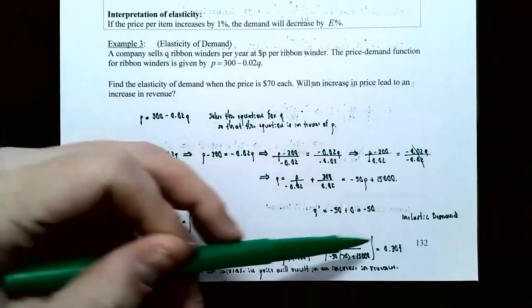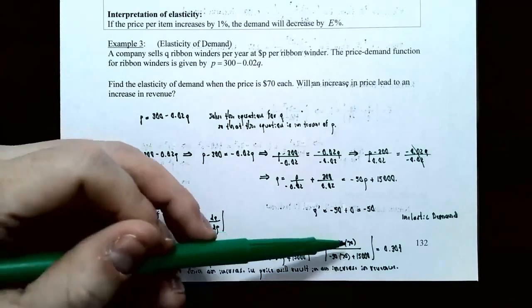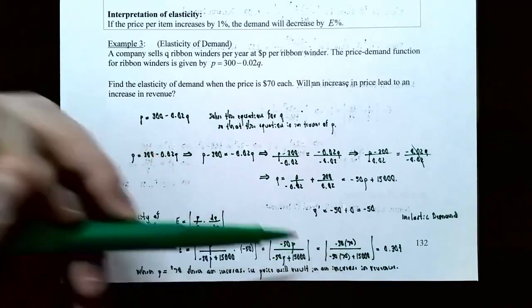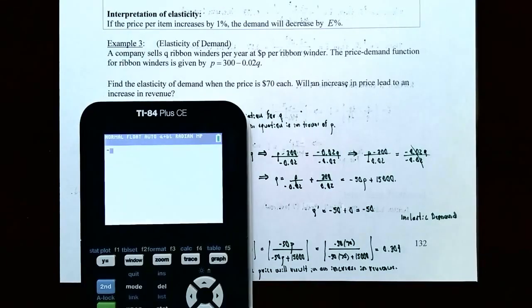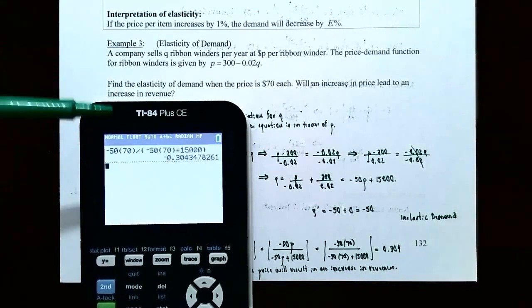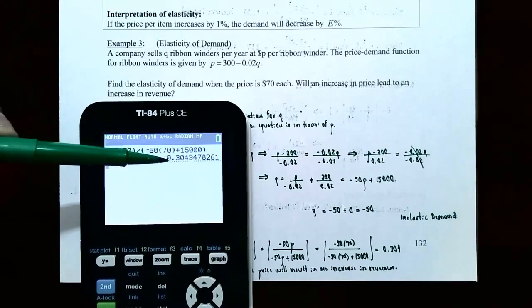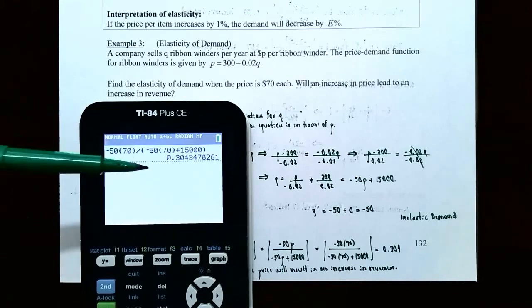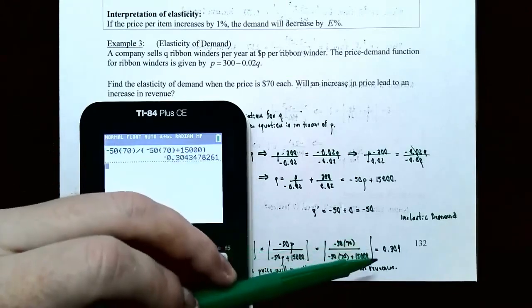So replace all the P, the price, with $70. So you have absolute value, negative 50 times P, that's just $70, divided by negative 50 times P again, so negative 50 times 70, plus 15,000. Whenever you type this into the calculator, you'll have negative 50 times 70 in the numerator, divided by, now there's two terms in the denominator, so make sure you have parentheses around the denominator, negative 50 times 70 plus 15,000. Close parentheses on the denominator. Now you get the answer is negative 0.304, but we need to take the absolute value of this number. So it's going to be 0.304 for the elasticity of demand.